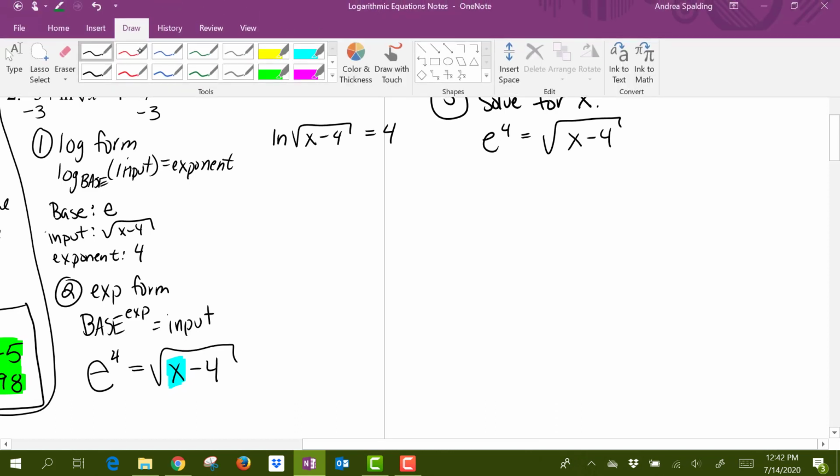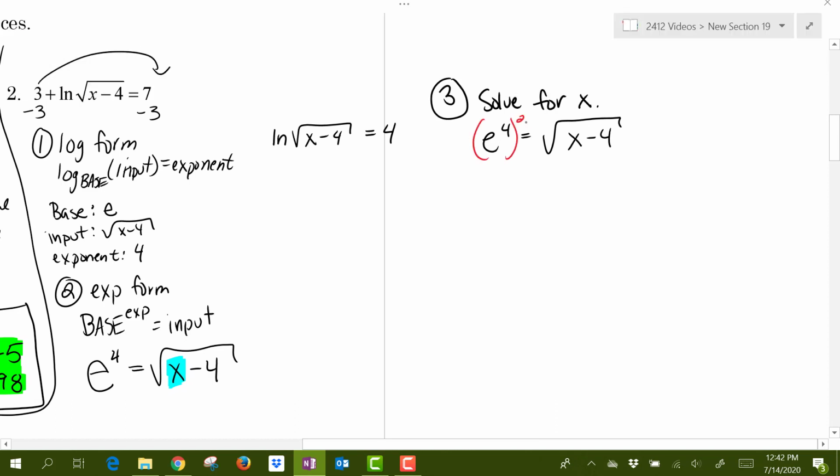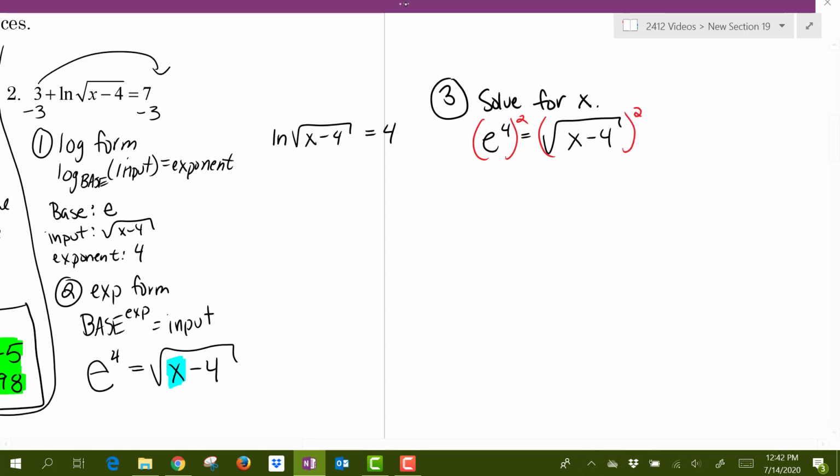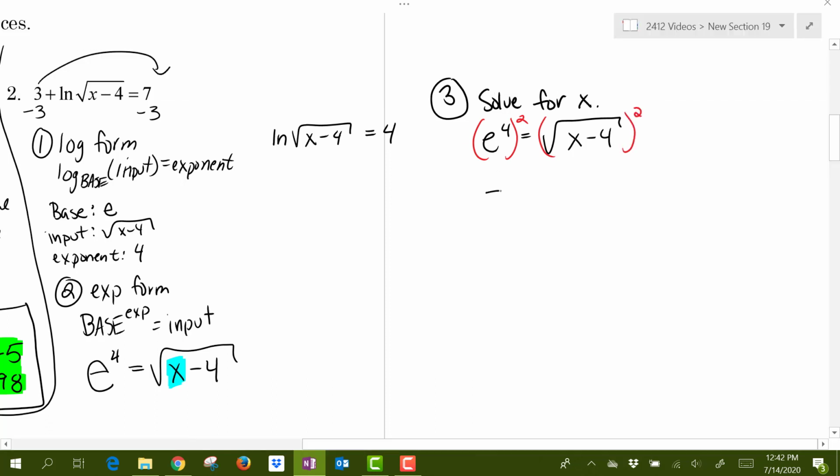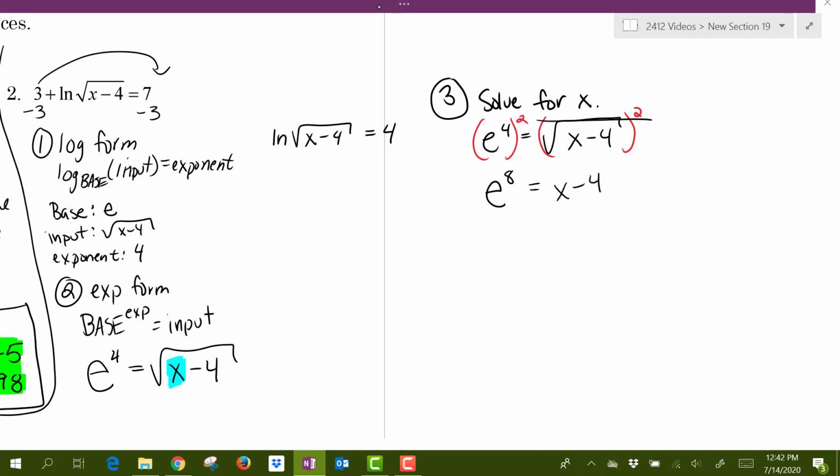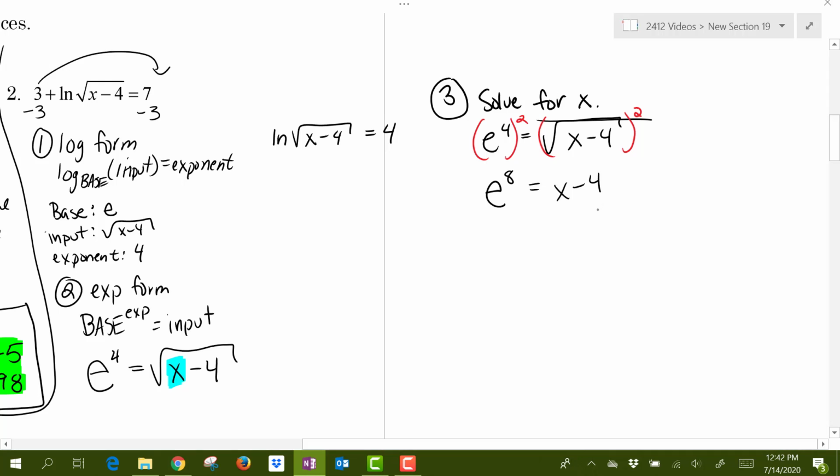Alright, so to get rid of the square root, I'm going to square both sides. Okay, so 4 times 2, we're going to use that power rule for exponents. If we do a power to a power, we can multiply those exponents. So I get e to the 8th equals, the square and the square root are going to cancel out, and I'm left with x minus 4. Okay, still trying to get x by itself, so I'm going to add 4 to both sides. So our final answer is e to the 8th power plus 4 is equal to x.